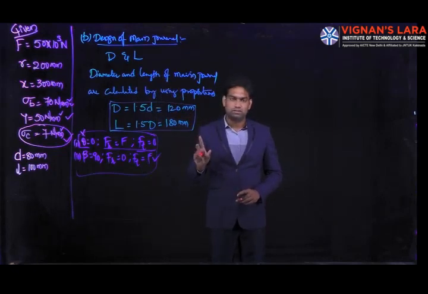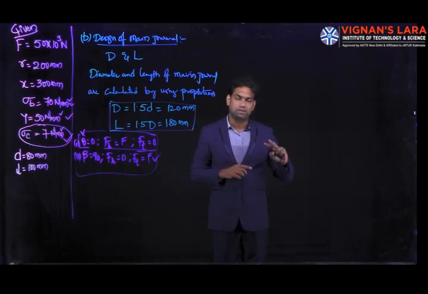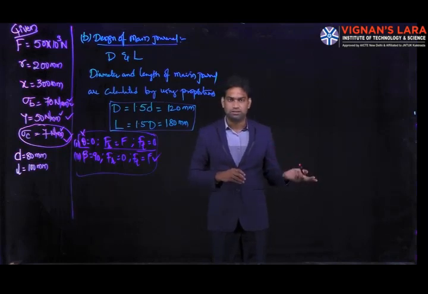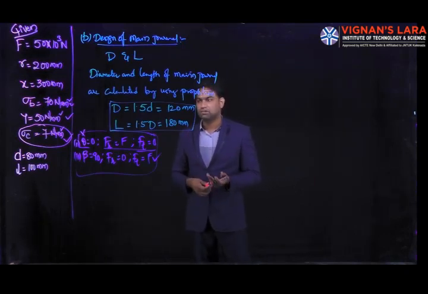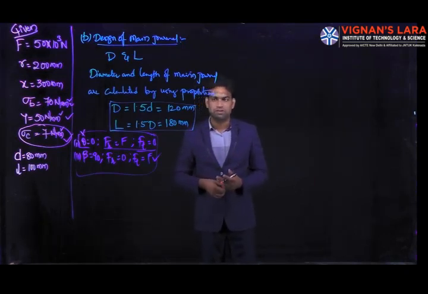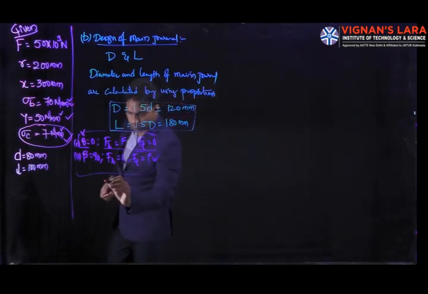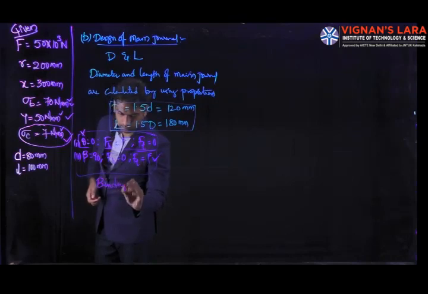So one stress is bending and another one is twisting. Here again the main journal is subjected to both the normal stress and the shear stress, that is normal stress and shear stress. So we need to check with the maximum values. You can check the values with the allowable stress values to see whether the design is going to withstand or not. So first of all, find out the bending moment.